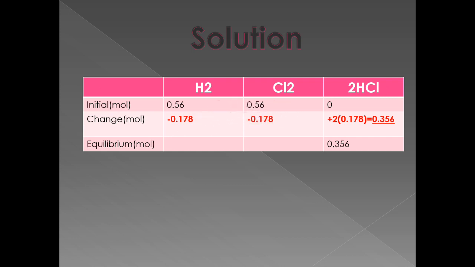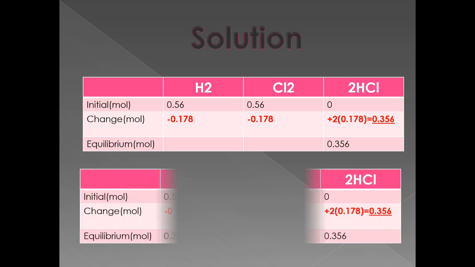I substitute the value of x as 0.178 and use a negative sign for both hydrogen and chlorine. But for hydrogen chloride, the change in concentration, I multiply the value of x, which is 0.178, by 2. That's why I get 0.356. Since the initial concentration of hydrogen chloride is 0 and its concentration at equilibrium will be 0.356, it is clear that the change in concentration will also be 0.356.